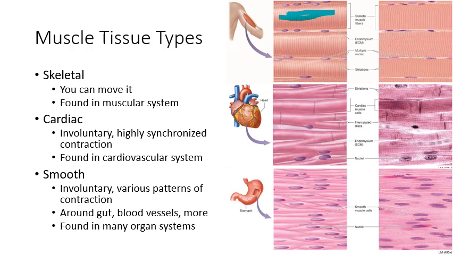Then you have cardiac muscle tissue, which is only found in the heart, so only found in the cardiovascular system. That is not voluntary. You cannot choose to contract it. And those cells are connected with gap junctions, and they branch. And that gives them a highly synchronized contraction. So here would be one cardiac muscle cell, and you can see it branches a number of times, and then is connected here to the next cardiac muscle cell with gap junctions.